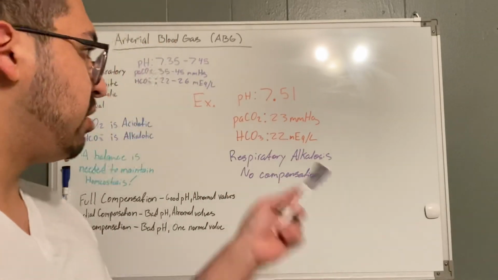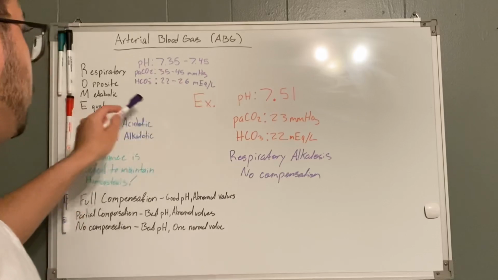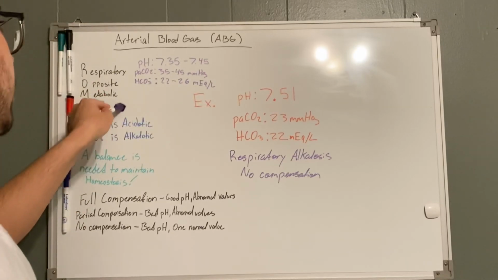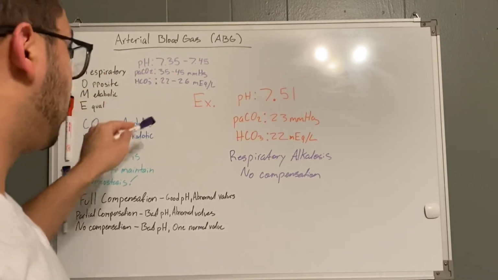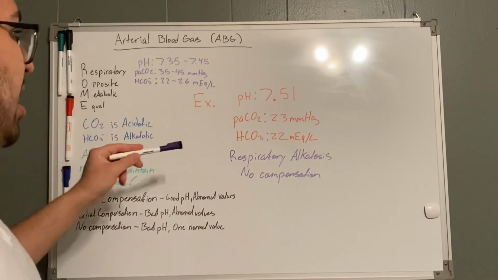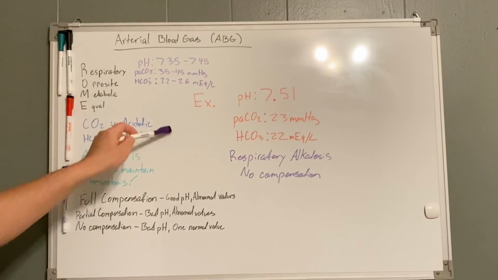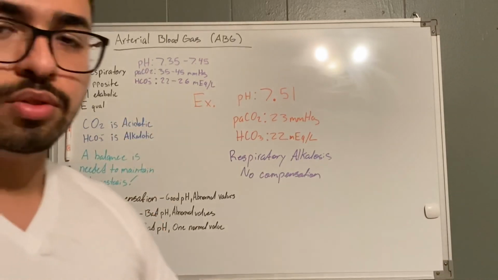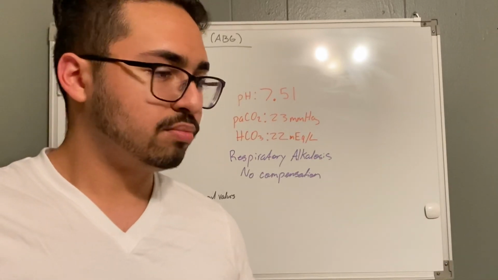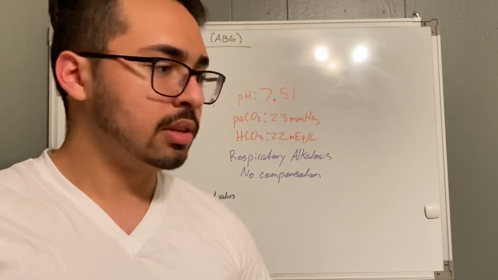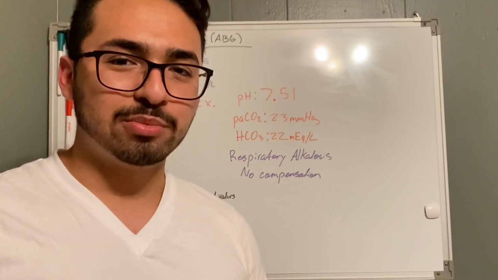And that's all it is. It's pretty simple once you get the hang of the ROME method and know your normal ranges and just have that understanding of the relationship between these two lab values and the pH. You should be good. You can be a pro at interpreting ABGs and you won't have any problems. You'll be a great nurse.